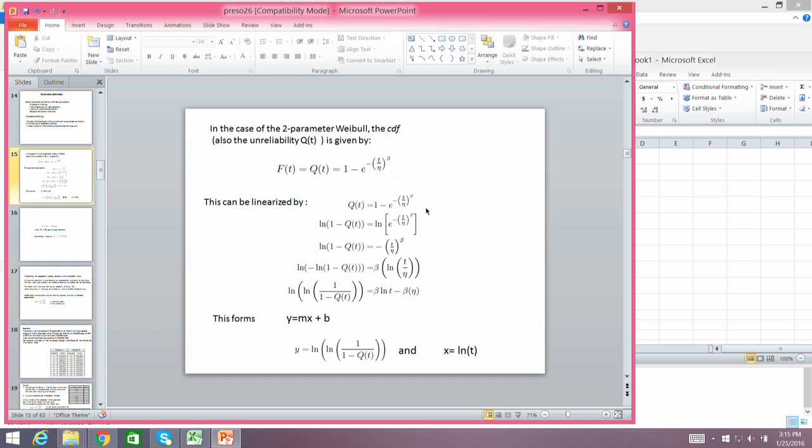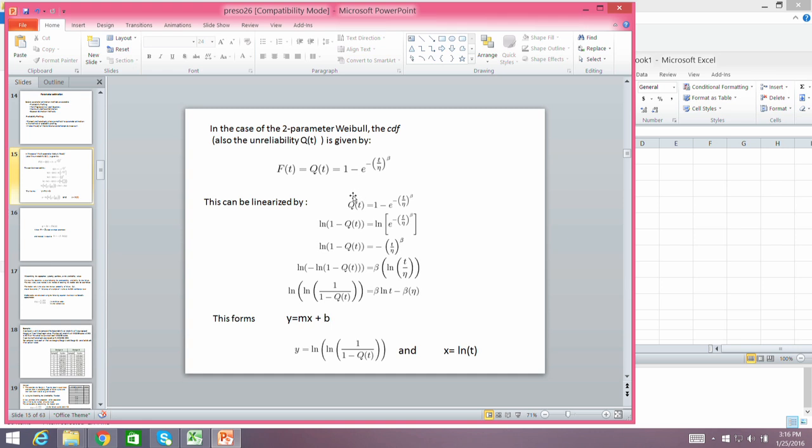So, this can be linearized. Okay. If I linearize this, all of you know how to linearize this, you end up with a term like this: ln ln of 1 by 1 minus Qt equals beta ln t minus beta ln eta. So, Qt is this unreliability, 1 minus e to the power minus t by eta raised to the power beta. Now, this looks like a y equals mx plus b type of equation where your x is ln t. So, if I have data of Qt versus t, all I have to do is plot this versus ln t, do not forget, the slope will give me beta, okay, and the intercept should give me the other one, the minus beta ln eta. That is how you do it.